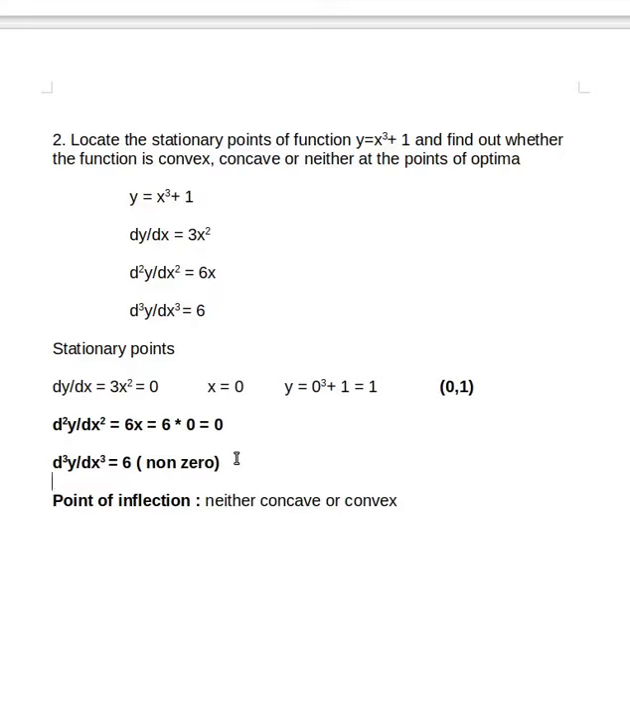Here is another issue. What will happen if the third derivative is also equal to 0? What will be the answer for that? We need further investigation, so that we will do in the next question.